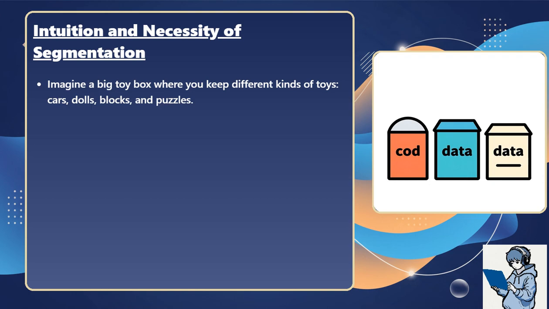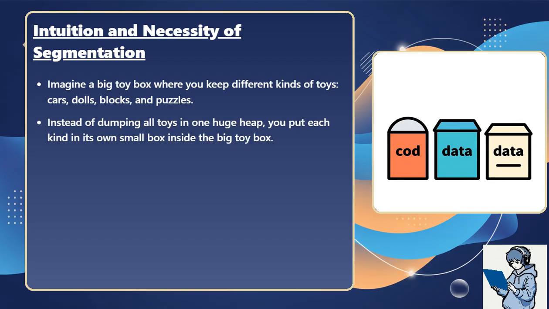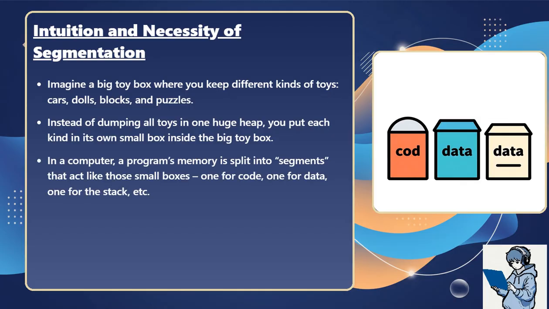Imagine a big toy box where you keep different kinds of toys: cars, dolls, blocks, and puzzles. Instead of dumping all toys in one huge heap, you put each kind in its own small box inside the big toy box. In a computer, a program's memory is split into segments that act like those small boxes, one for code, one for data, one for the stack, etc.